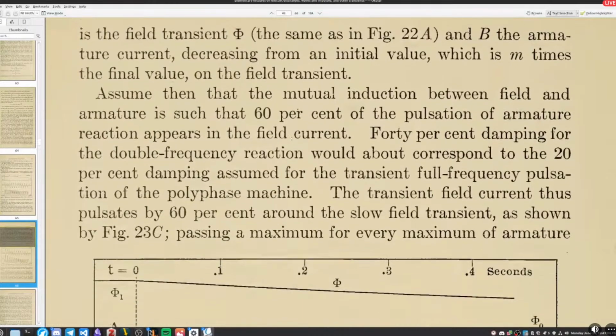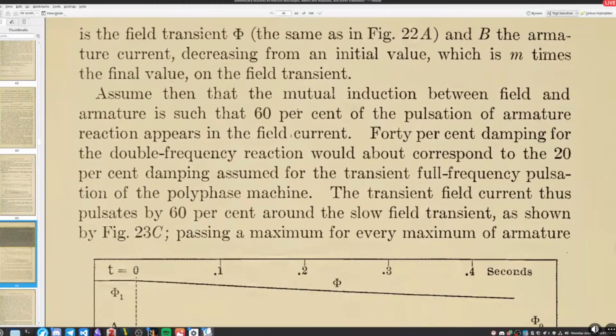Assume then that the mutual induction between field and armature is such that 60% of the pulsation of armature reaction appears in the field current. 40% damping for the double frequency reaction would about correspond to the 20% damping assumed for the transient full frequency pulsation of the polyphase machine.